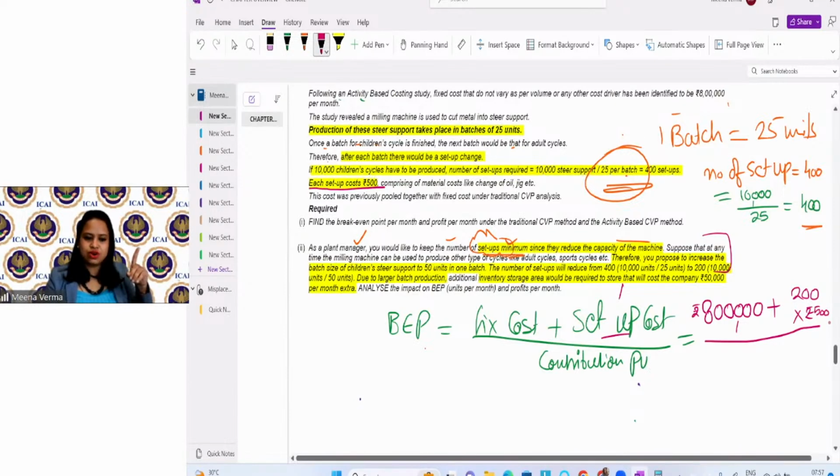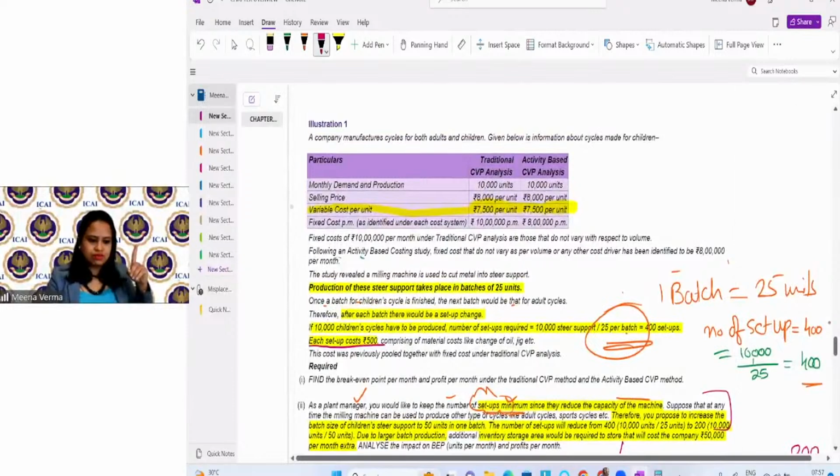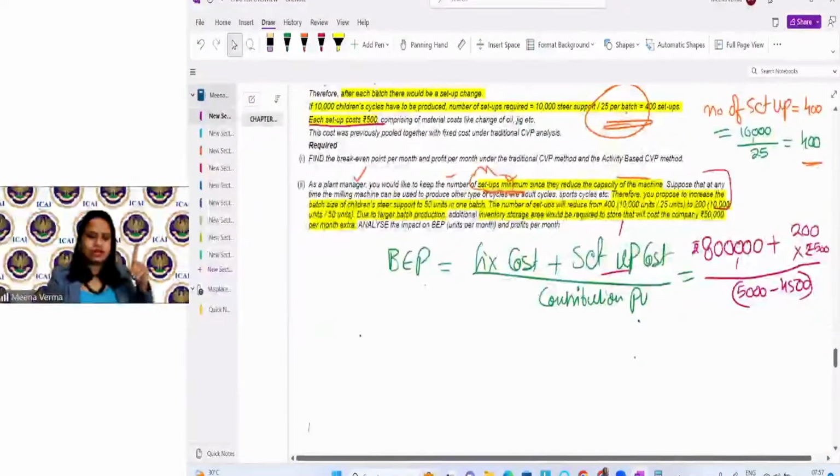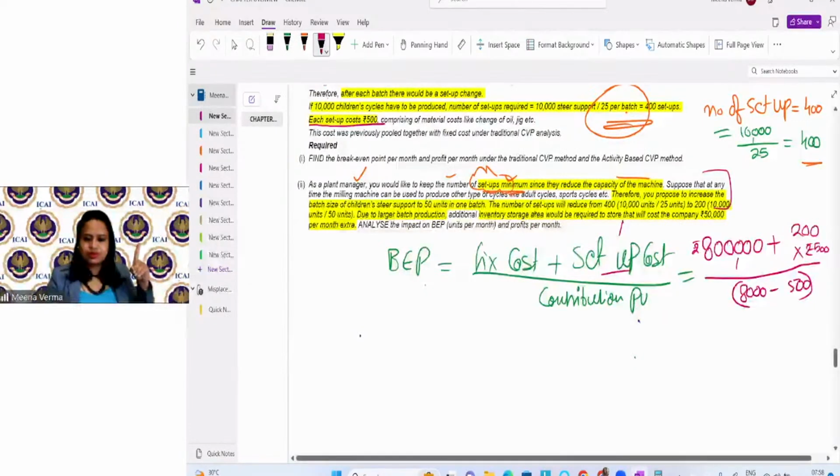So you know the sale was 8,000 and the variable cost was 7,500. You can see in the question, your sale was 8,000 and 7,500. So sale minus variable cost is your contribution, and the fixed cost is given as 8 lakh. The setup cost will change here in this way. So you can solve it.